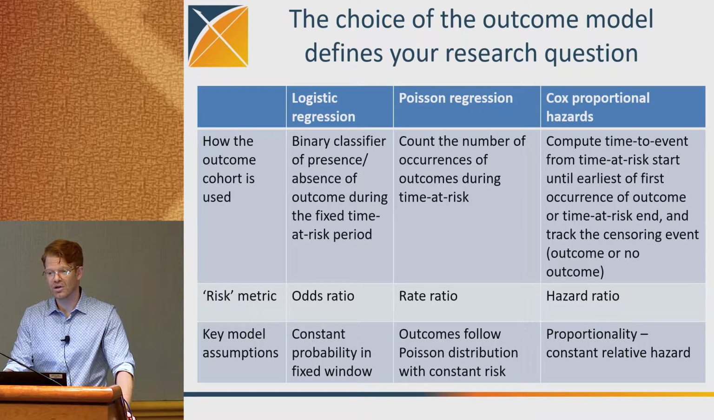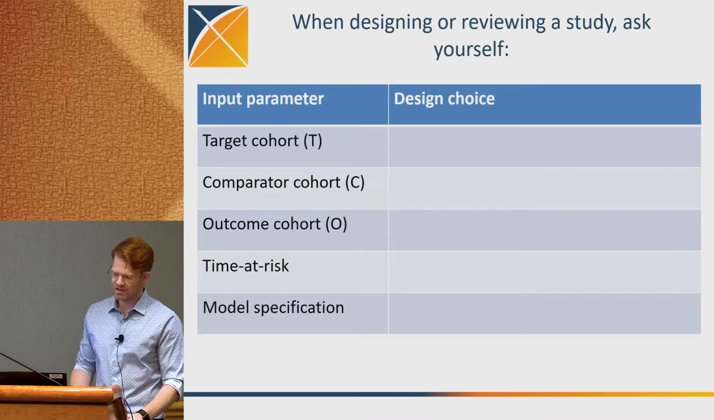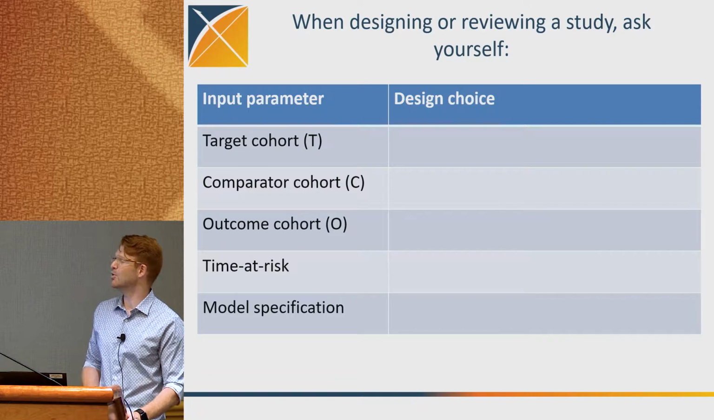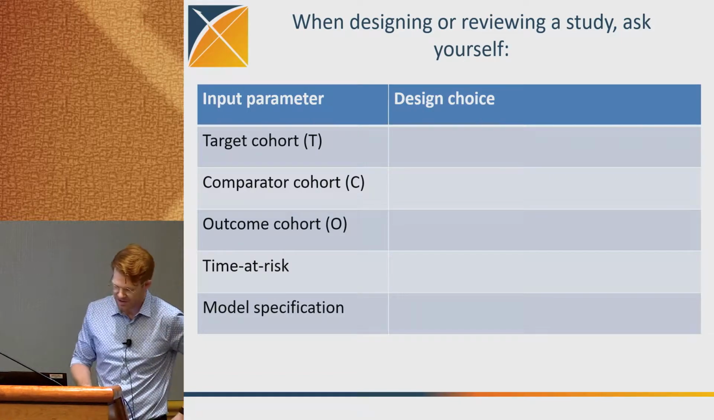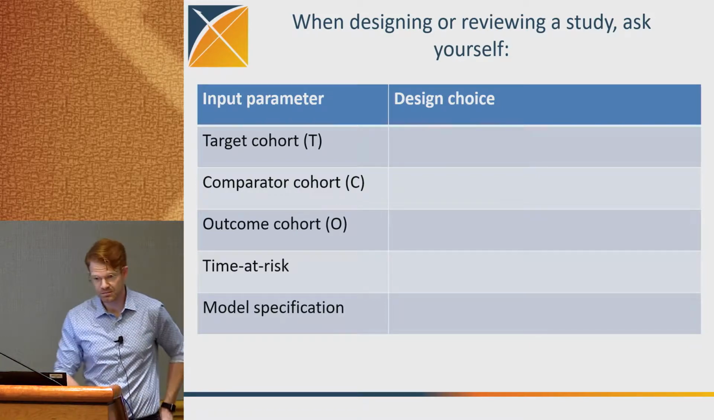Anyone have any questions? No? Okay. Well, in that case, I think we can ask Patrick to come up here and we can start thinking about how we would design our own study. The idea with this comparative cohort method is that these are the five main inputs you need to consider and think carefully about when putting one of these studies together.